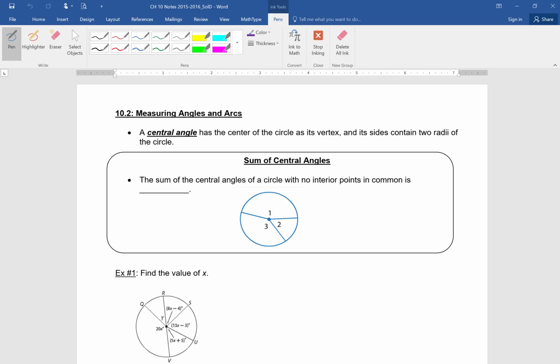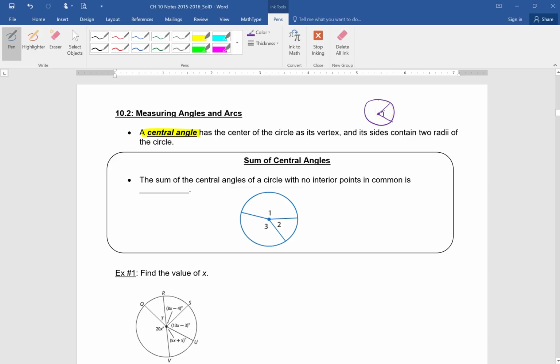We're going to talk about central angles today. So what is a central angle? You have a circle, and at the center of the circle, you've got the center, which is a point. Now, imagine you draw a radius from the center. Now you draw another radius from the center, right? What have you made there? Those two radii have made an angle.